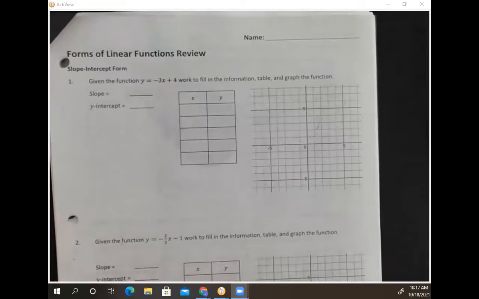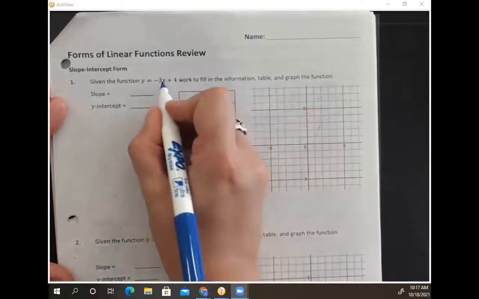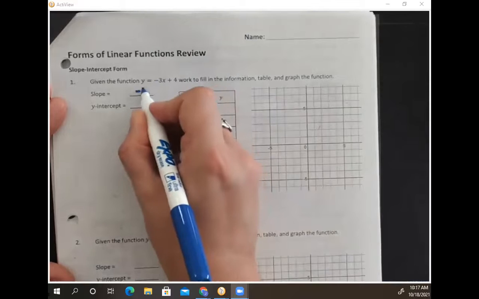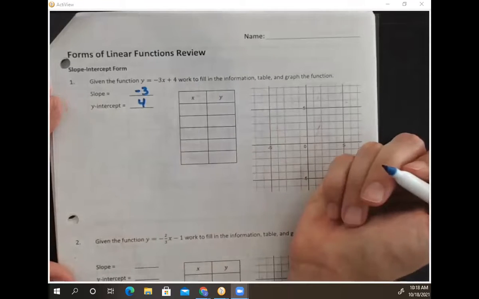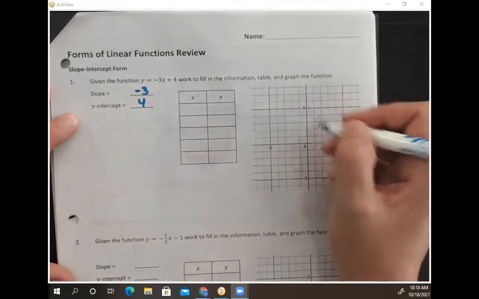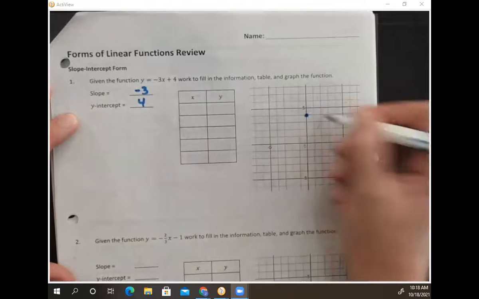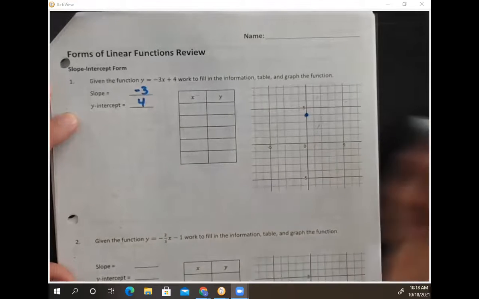So for number one, here's our function, negative 3x plus 4. Our slope is negative 3, and our y-intercept is 4. That's the information we get from slope-intercept form, okay? So I can create my graph from the y-intercept and the slope. I'm going to plot my y-intercept, which is up at 4, and then I'm going to use my slope to get some more points on this graph.